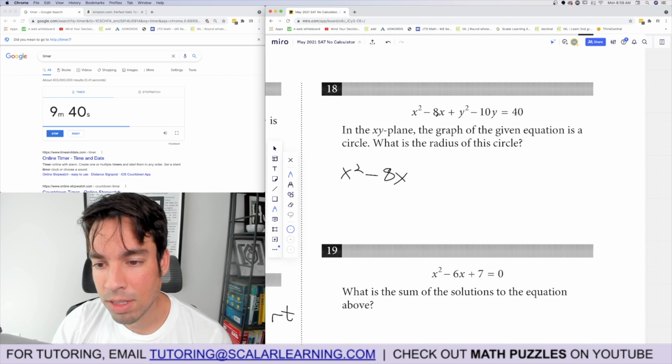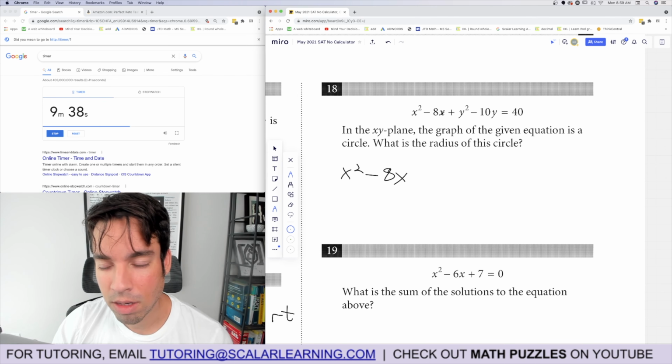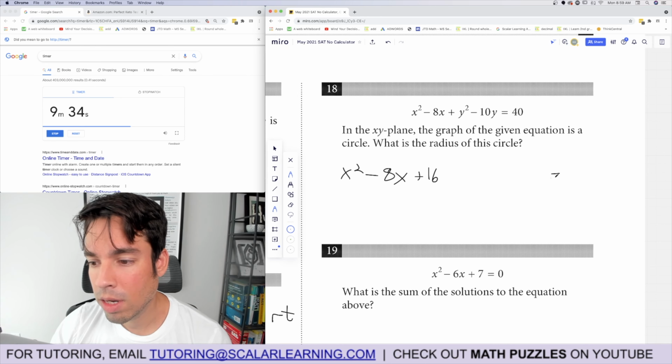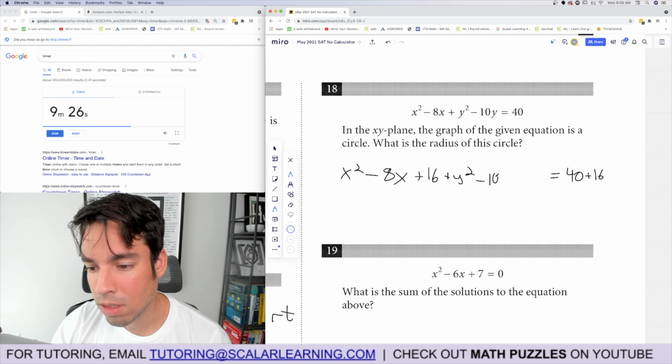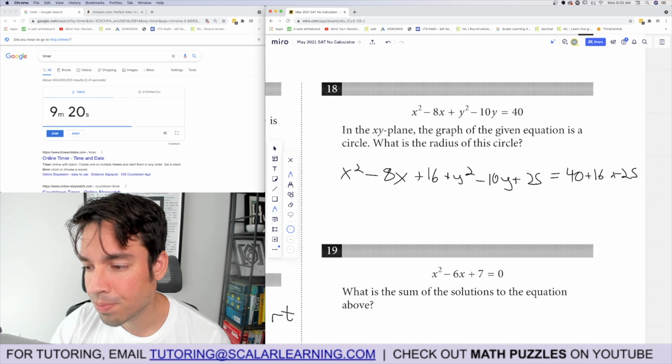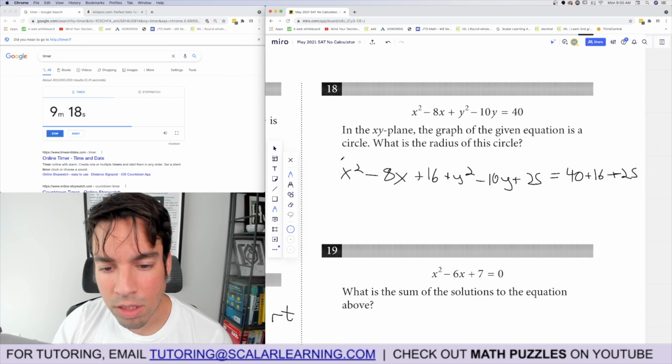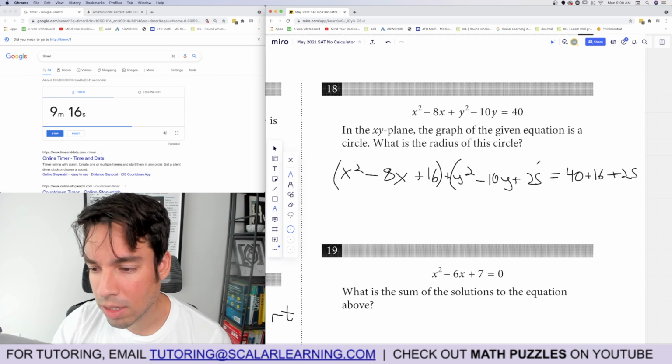We take half of this value and square it, which is 4 squared is 16. By the way, I'm going to put the other side here, and I'm going to add that 16 there. So I'm going to do it simultaneously so I don't forget. Then for the y squared, I'm going to do the same thing, 10y. And then half of negative 10 is negative 5 squared is 25, but I'm going to add 25 here too. Okay. Now this is perfect for factoring to get it into standard form.